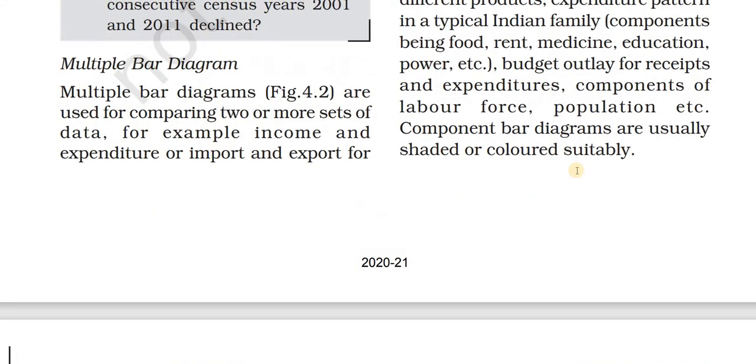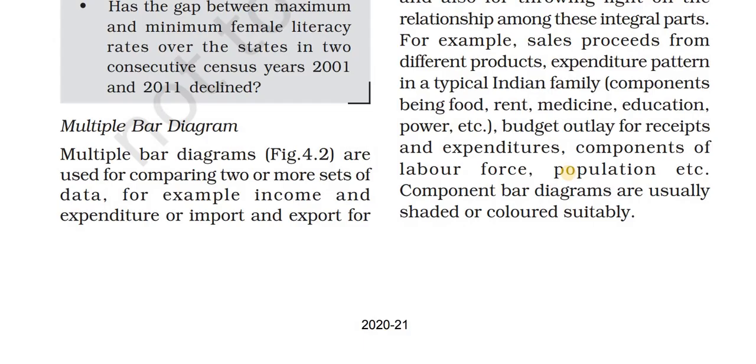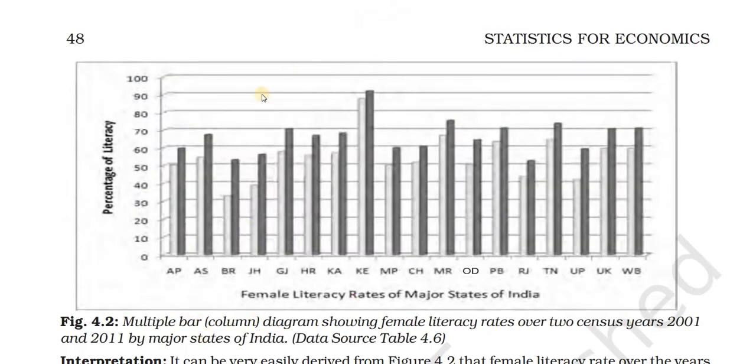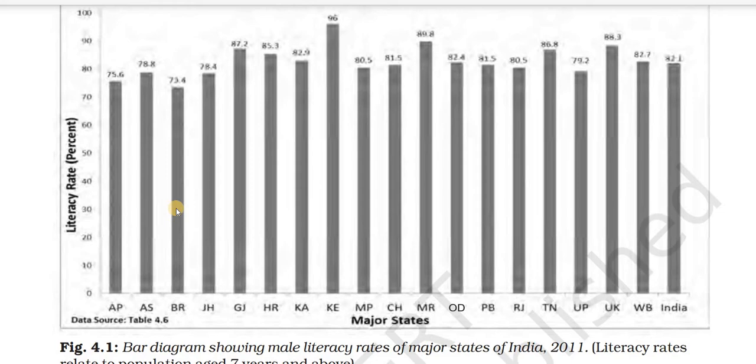Now we go to the multiple bar diagram. What is a multiple bar diagram? These diagrams are used for comparing two or more sets of data. In this table you can see a multiple bar diagram showing female and male literacy rates. Here you can see the light shade is female and this shade is male literacy rate. Together, in one graph, we can mark this. That is the multiple bar diagram. If we draw separately for male and female, that is the simple bar diagram.